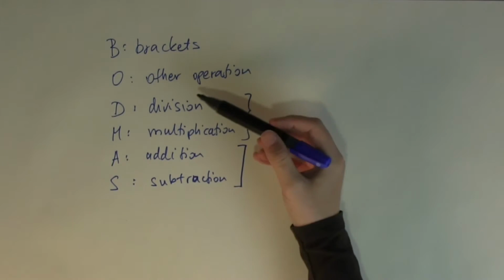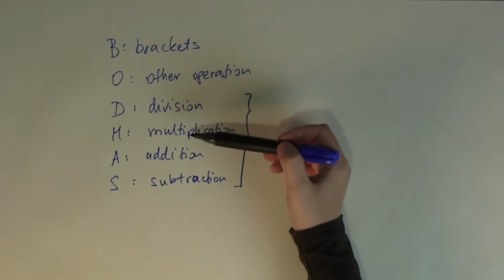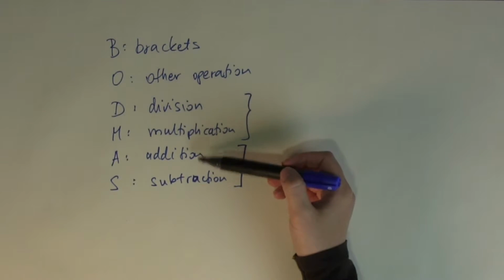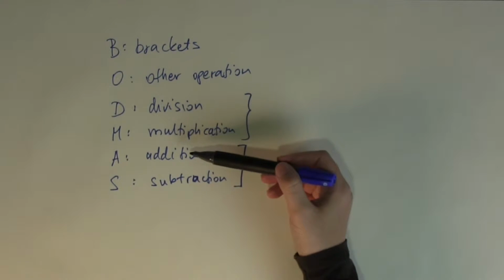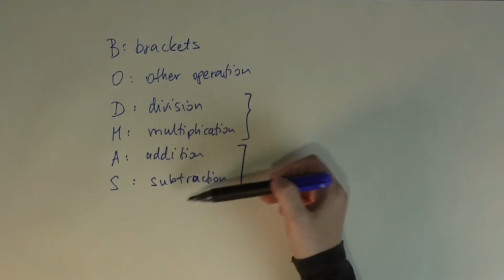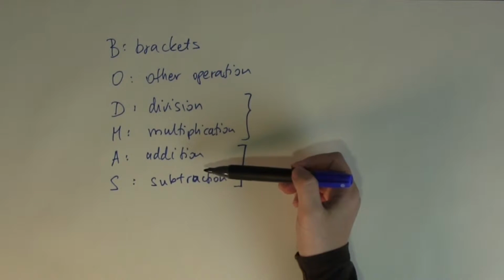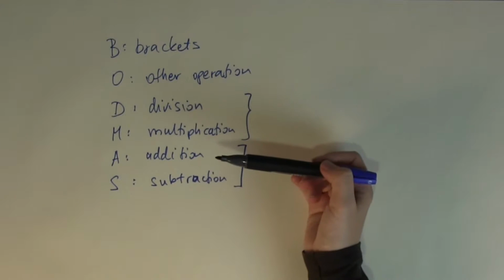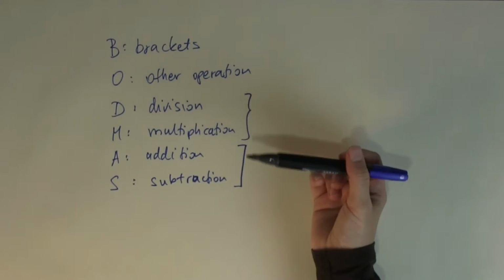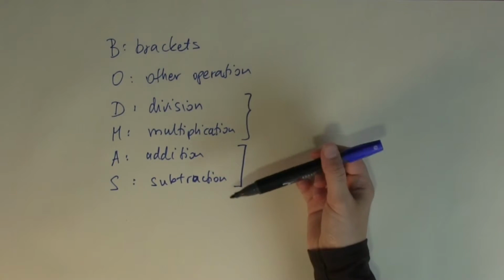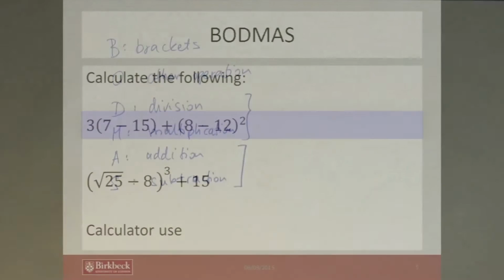However, if there is a multiplication or a division, you have to do that before addition or subtraction. But again, when adding or subtracting, you can switch the orders around and make your life a little bit easier if you have to do calculations by hand. So let's look at some examples.